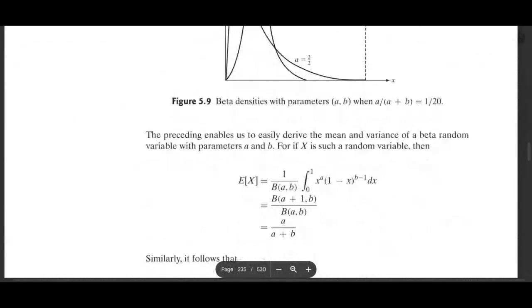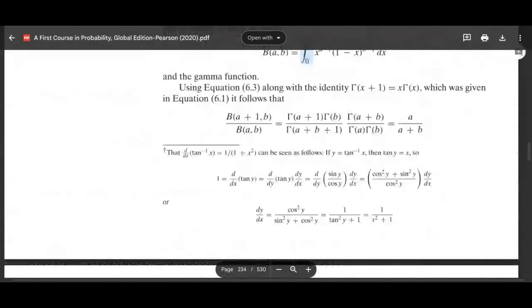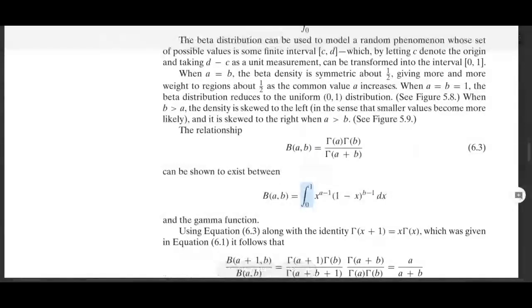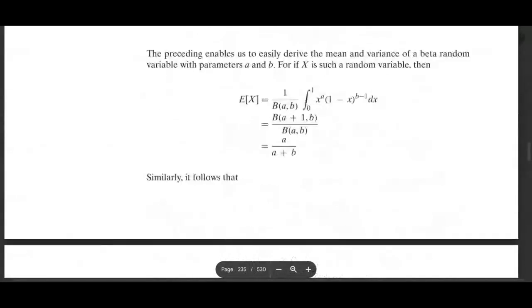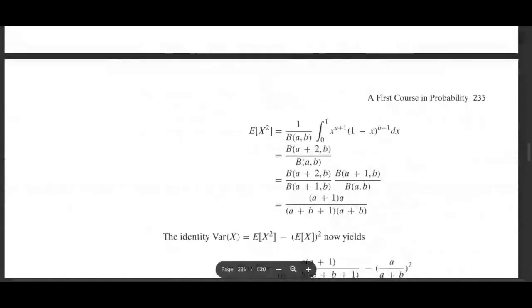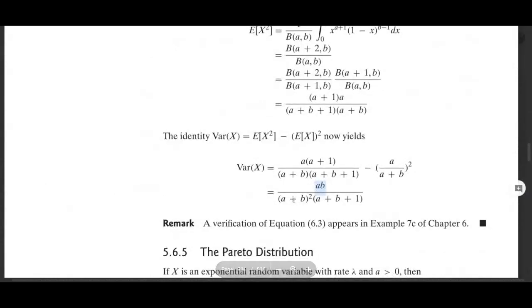Because they didn't calculate the expected value. Oh, this one did. Okay, beta has, but gamma function didn't have, and the Cauchy didn't have. Oh, gamma has. Gamma has alpha divided by lambda, and the variance is alpha divided by lambda squared. Cauchy doesn't, but beta has it. Let's see beta's. Beta's expected value is A divided by A plus B. Nice. Variance is AB divided by (A plus B) squared times (A plus B plus 1).